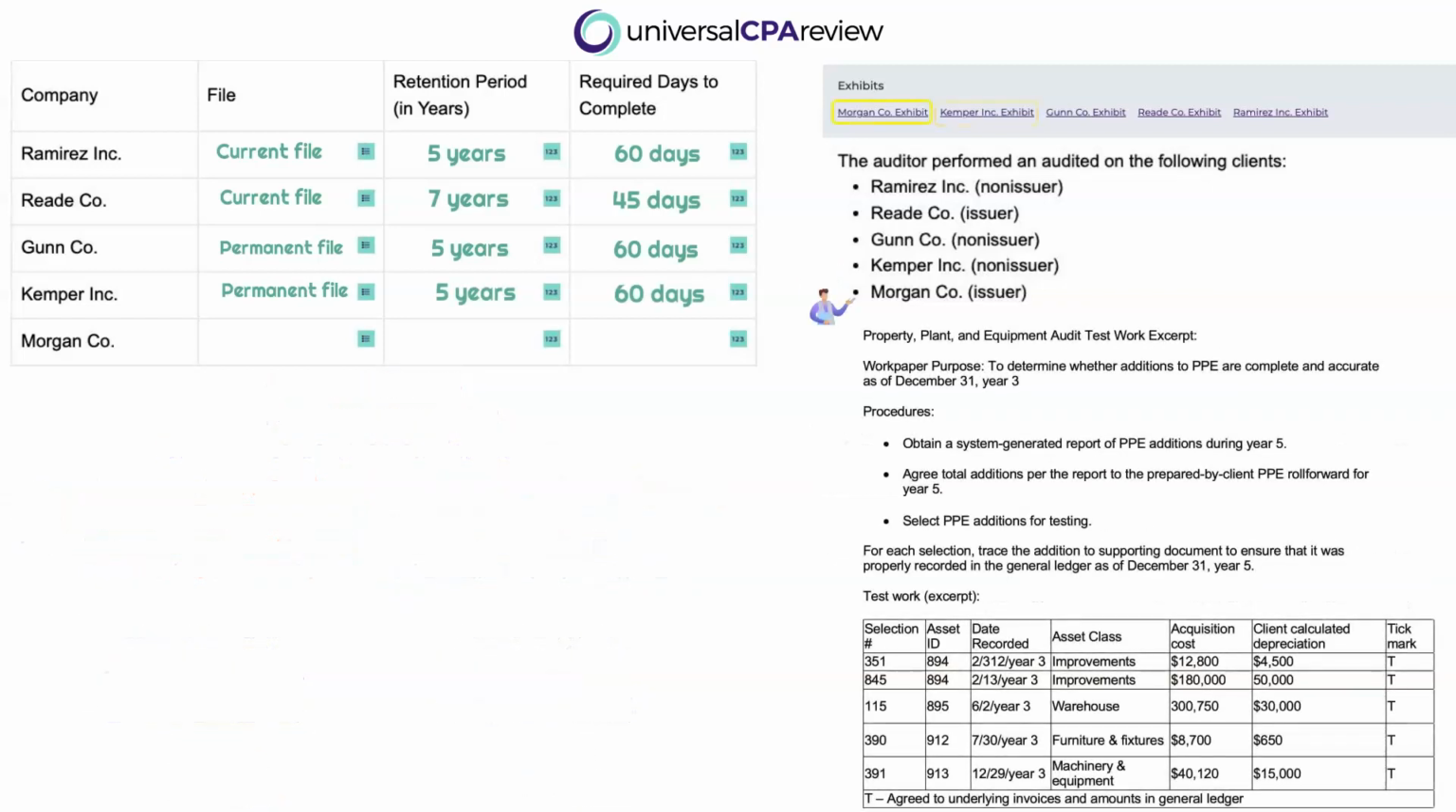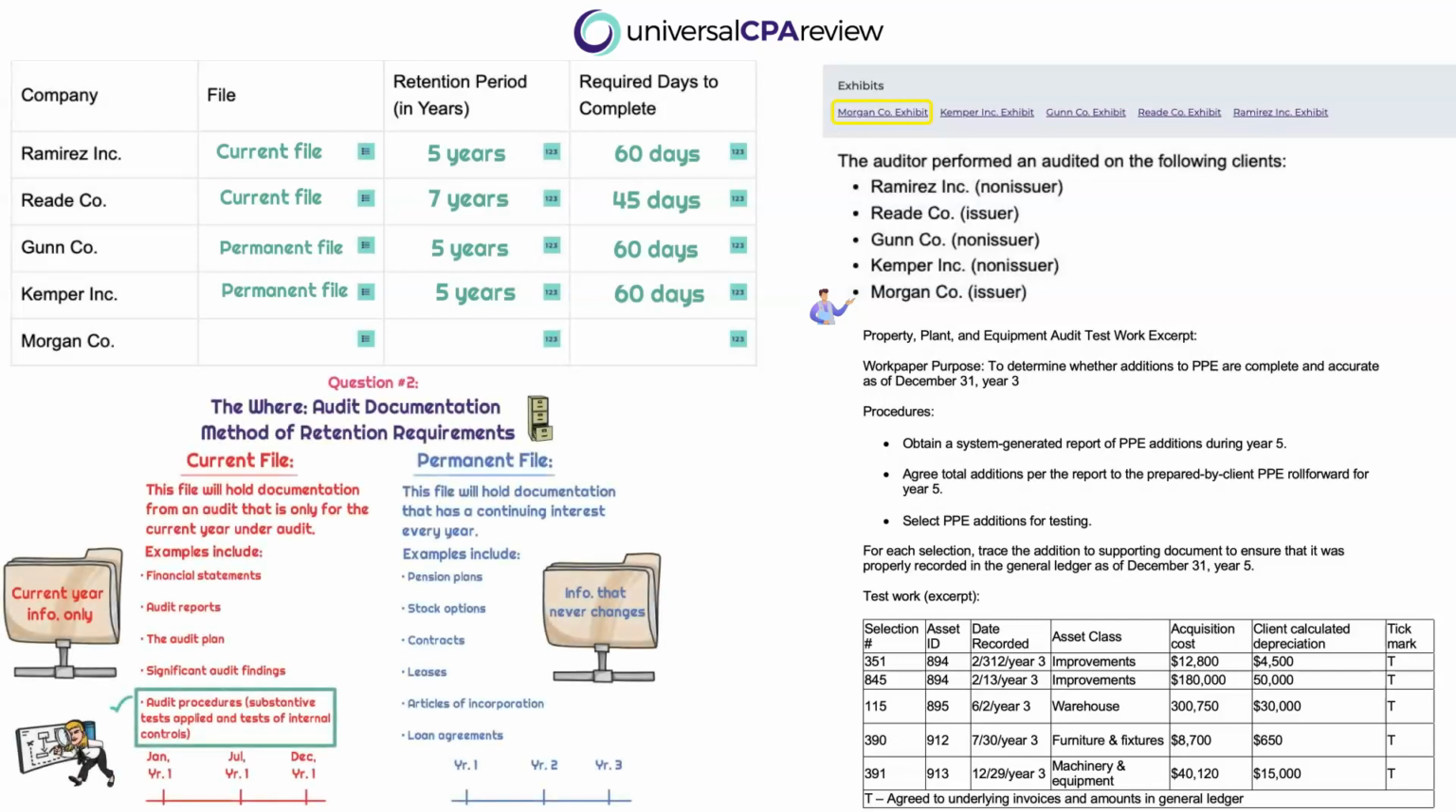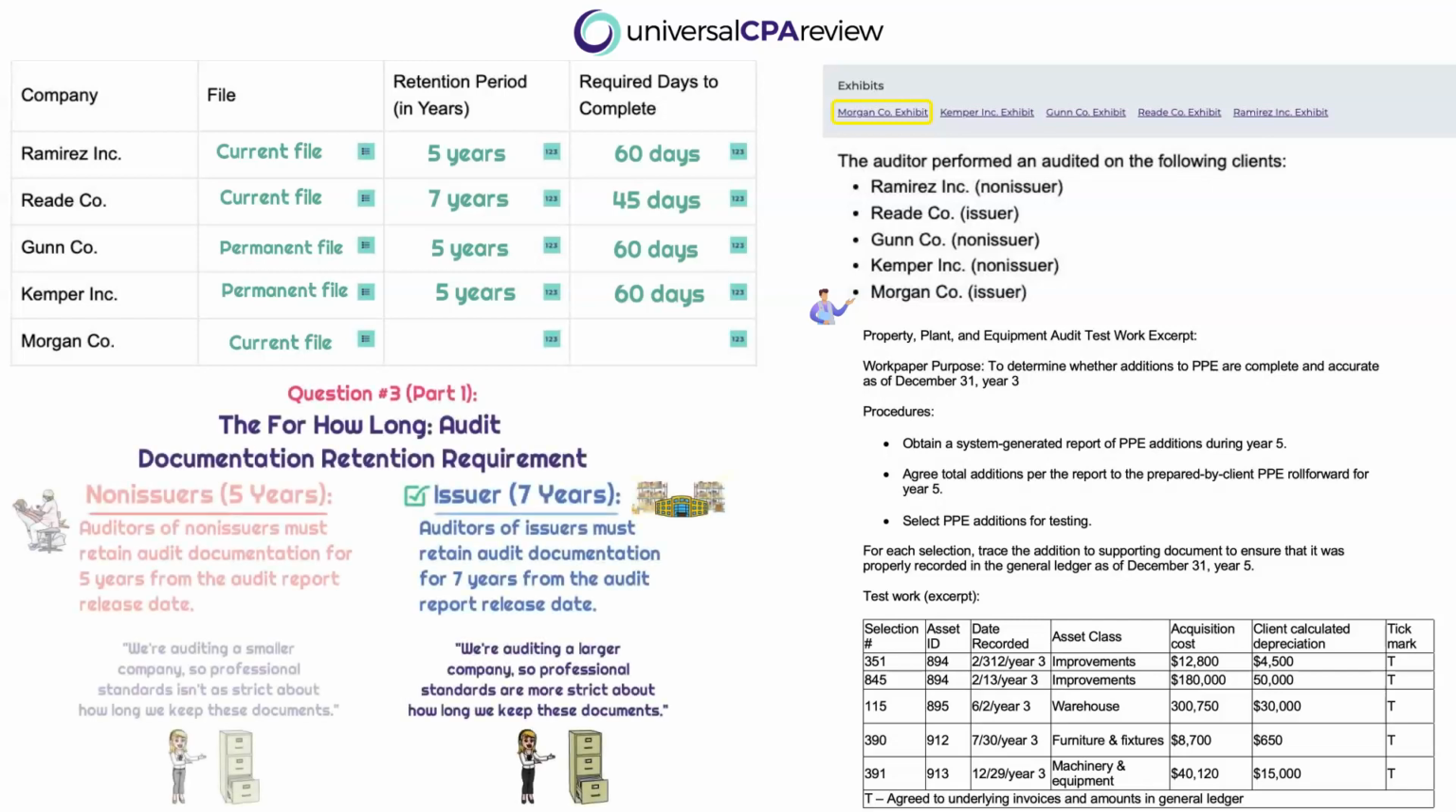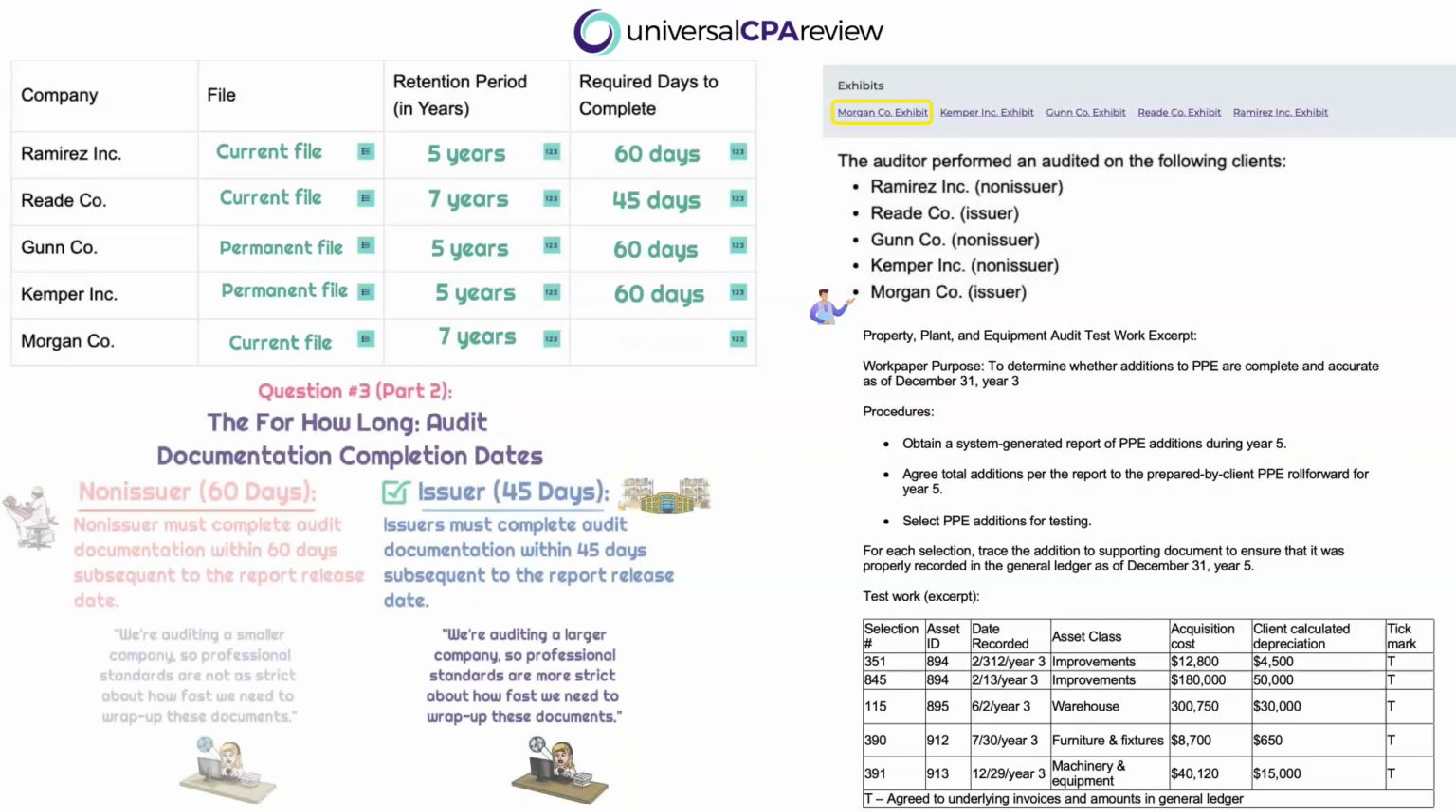Okay, and last but not least, we have Morgan Co., who's an issuer. Okay, if we take a look at the exhibit, we see that this is a property, plant, and equipment audit test work excerpt. So this provides us with information from the substantive tests performed related to PP&E in the current period. So because it's information that we're documenting related to the current period audit report, right, the specific substantive tests performed, that means that this is going to go straight to the current file. But we know it's an issuer, so we know that this is going to have stricter rules. So we need to hold on to this information for 7 years. Okay, so stricter rules also means that we need to wrap up the work papers faster. So we need to have the work papers completed within 45 days from the report release date.